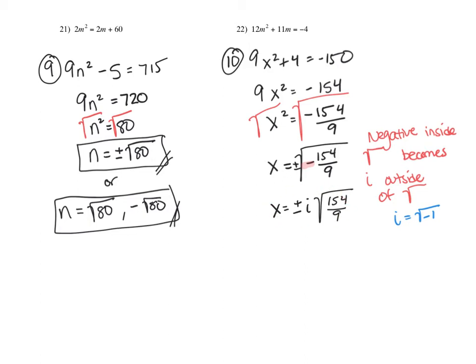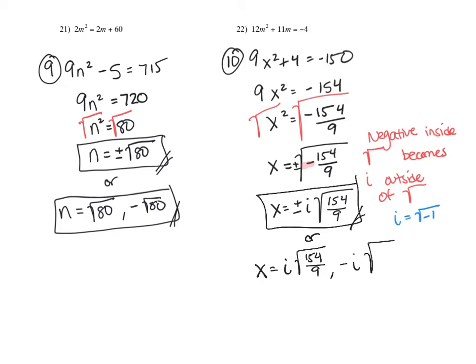Anyway, so this is our final answer. I'm not going to have us simplify it any farther. If you'd like to write it out separately, you can have x is equal to i times the square root of 154 over 9, or negative i times the square root of 154 over 9, you can certainly write this as well. So this is practicing using the square root. Just know that if you see a negative inside a square root, take out the negative, turn it into an i, or an imaginary number. Hopefully that wasn't too bad.